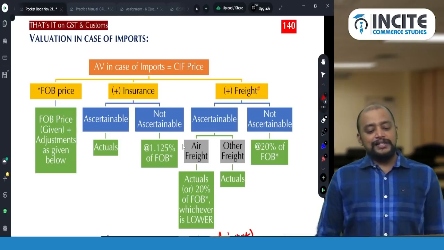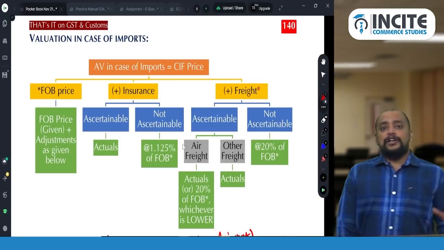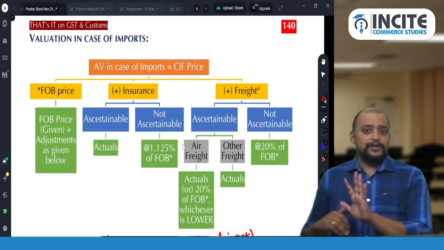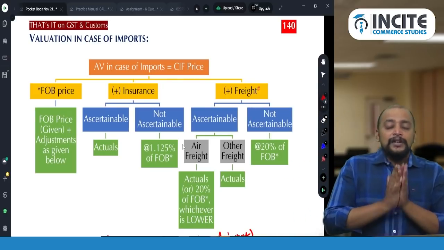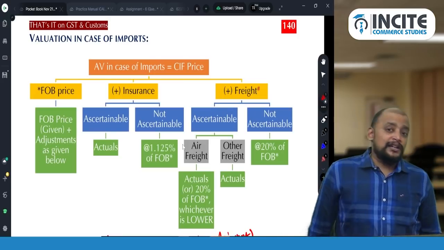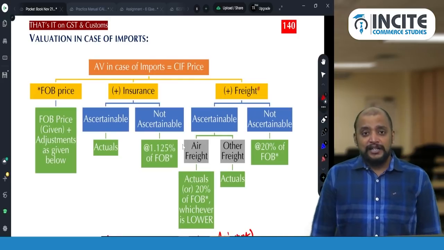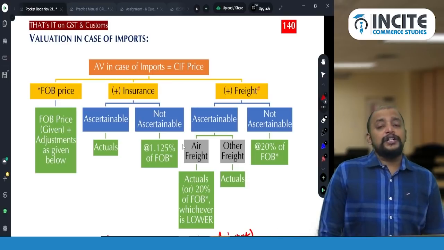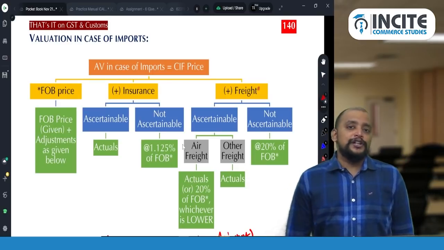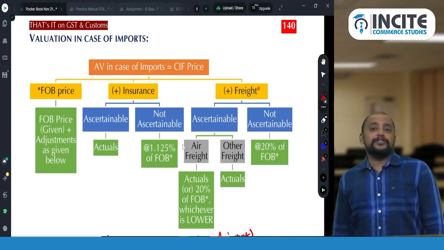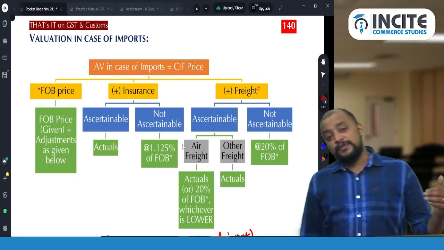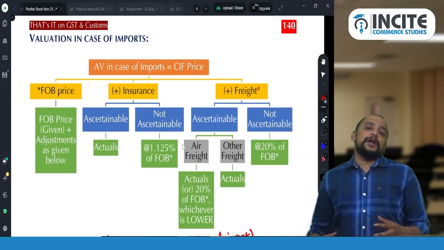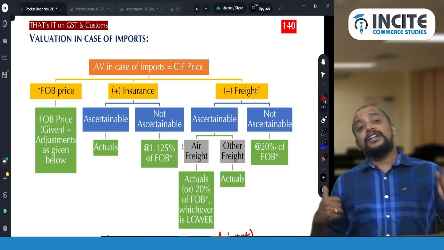First see what should be taken as the assessable value in case of import. So we are going with transaction value. Valuation under customs has two methods: specific duty method and ad valorem method. Specific duty method means they will specify for each product how much duty you need to pay, depending upon the number of units of that product you are importing, so that much customs duty you will pay. Whereas ad valorem method means when duty is payable as a percentage of some value.